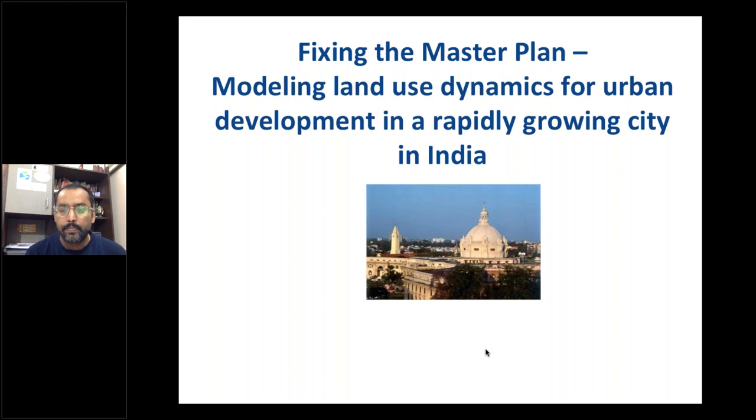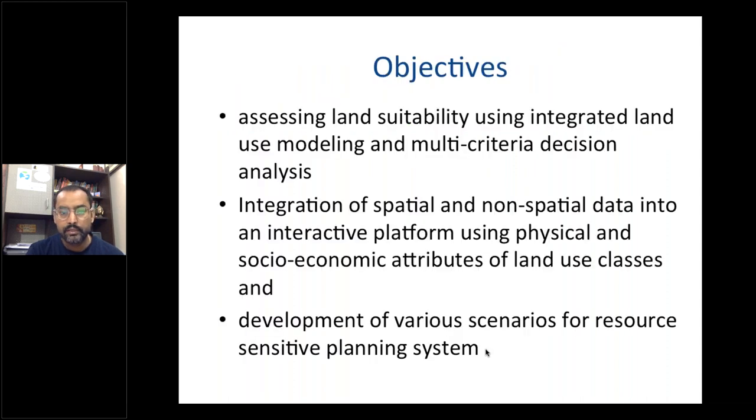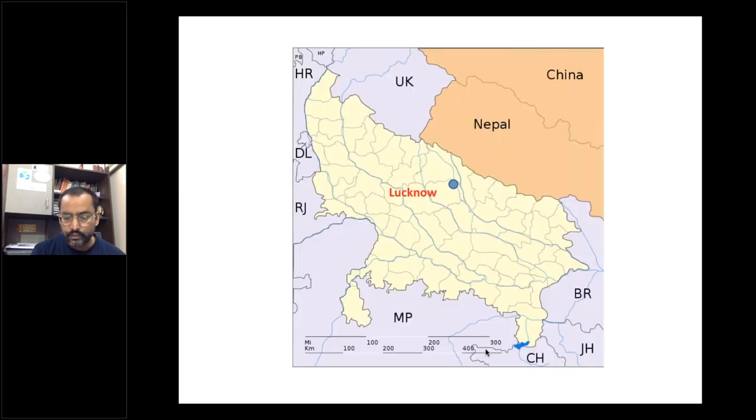Okay. So, after giving you this restoration picture, let me come back to why we make mistakes in the master plans. I tried to go into deeper details of the master plans of Lucknow, and we wanted to assess why the land suitability is not taking care of the environment, the green and the water space, and how you integrate the spatial and non-spatial things into a platform using all those land use classes and develop a water sensitive urban planning system. So this is Lucknow.